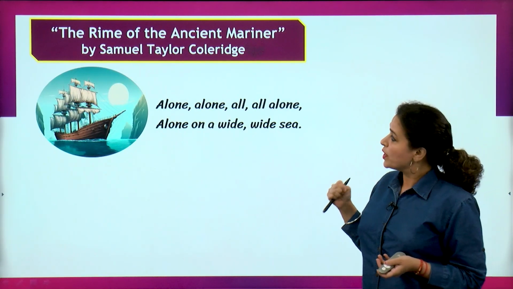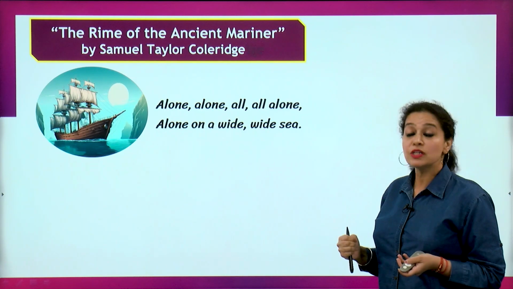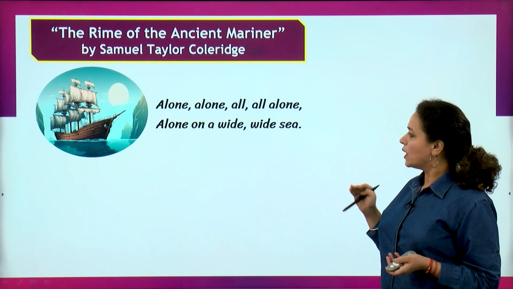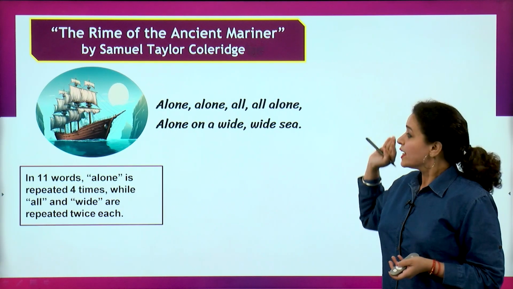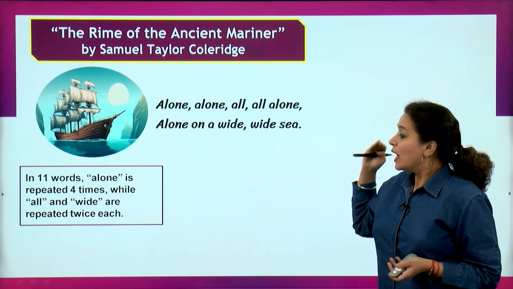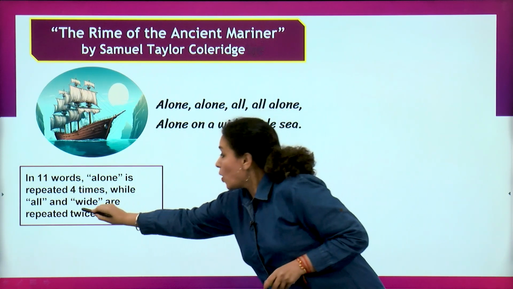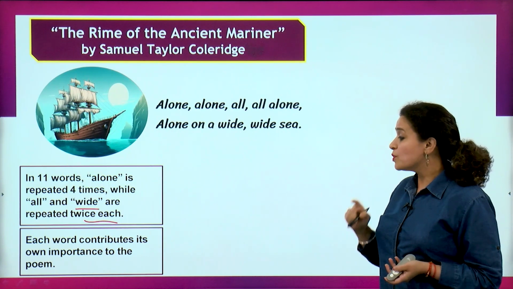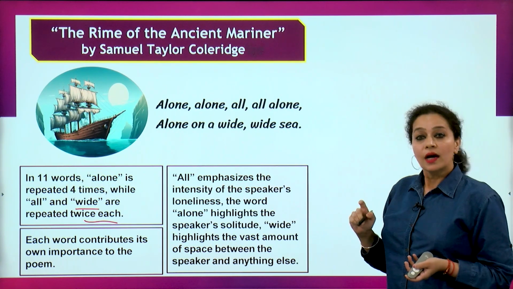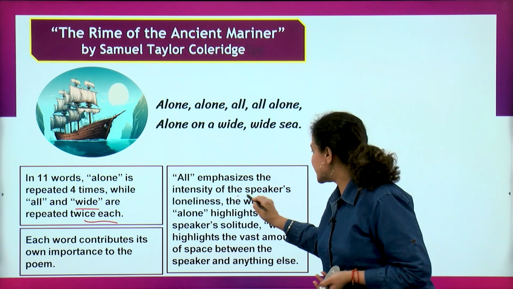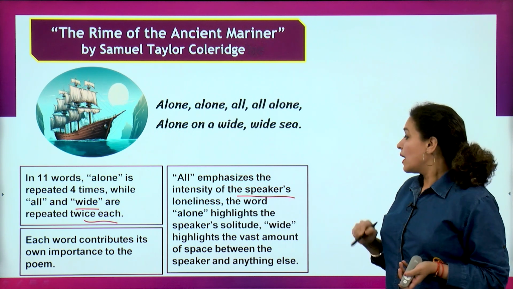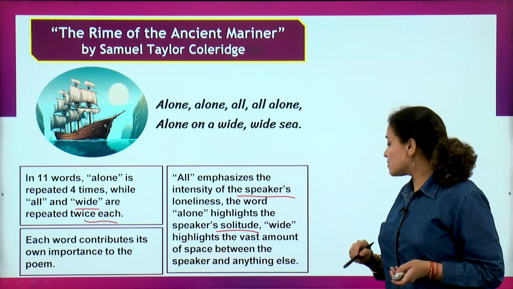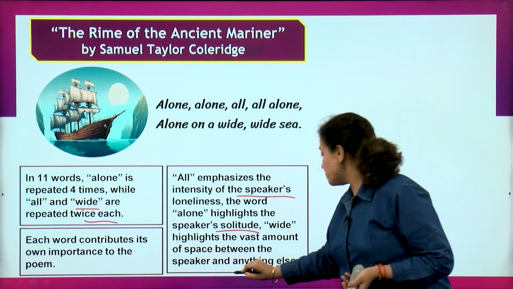This is a very famous poem, The Rime of the Ancient Mariner by Samuel Taylor Coleridge. And it says, alone, alone, all alone, alone on a wide, wide sea. Now you can see in 11 words, alone is repeated 4 times, while all and wide are repeated twice each. Each word contributes its own importance to the poem. How? All emphasizes the intensity of the speaker's loneliness. The word alone highlights the speaker's solitude, and the wide highlights the vast amount of space between the speaker and anything else.